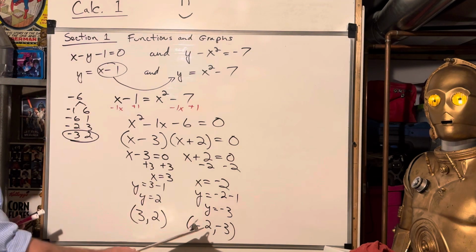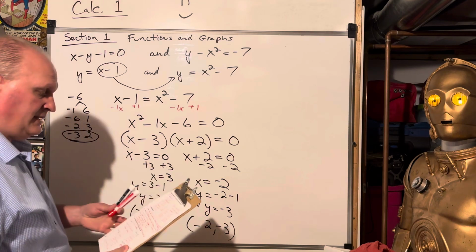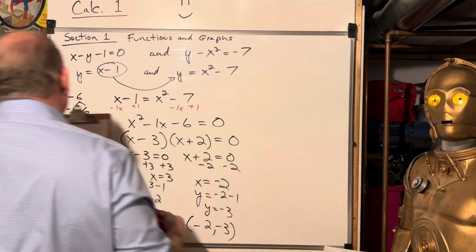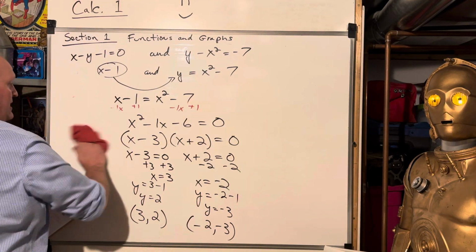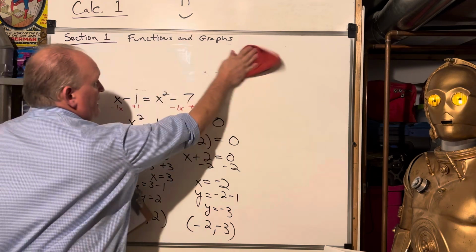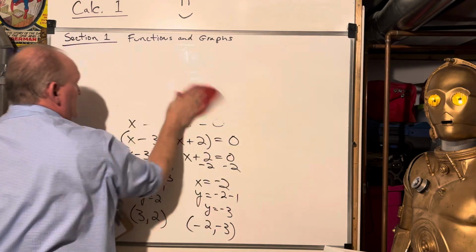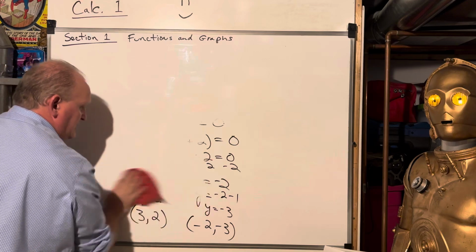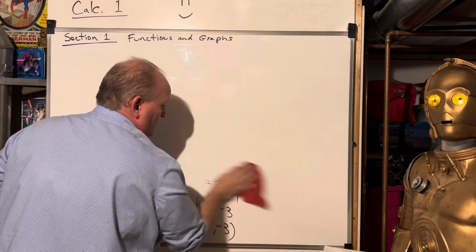All right, so 2 points of intersection. That's what they wanted. That's what they got. Quick review on what the domain and the range is. The domain is a list of what x can be. The range is a list of what y shakes out to be.